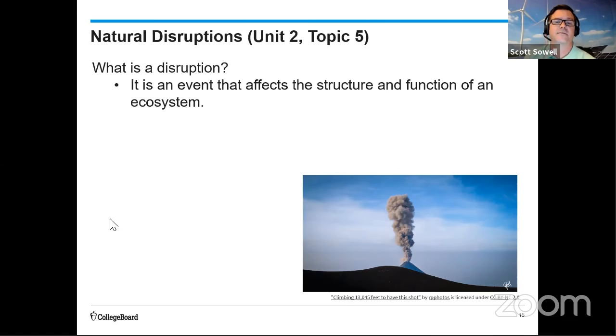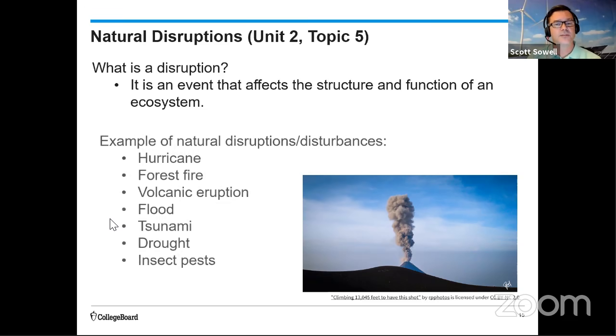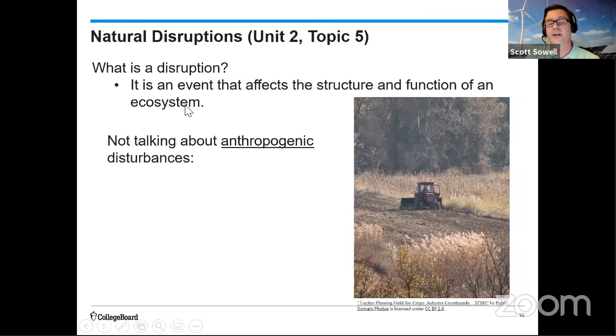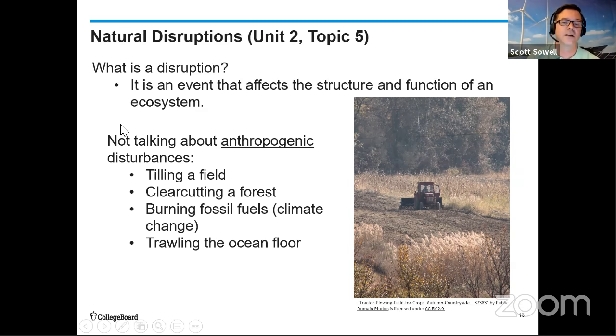A disruption is an event. It's an event that changes the structure and function of an ecosystem. And again, we're looking at natural disruptions here. So here are some examples: a hurricane, a forest fire, a volcanic eruption, a flood, a tsunami, a drought, a wave of insect pests. Any of these events can affect the structure and function of the ecosystem in which they happen.